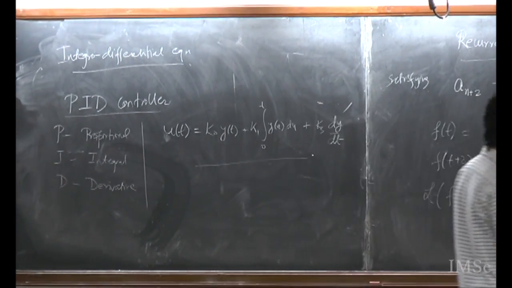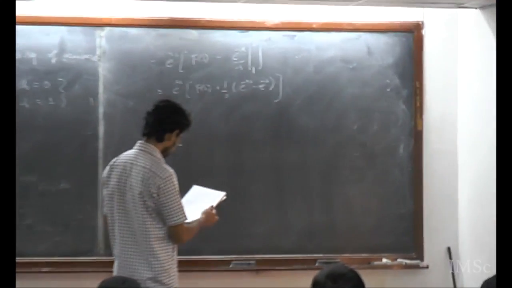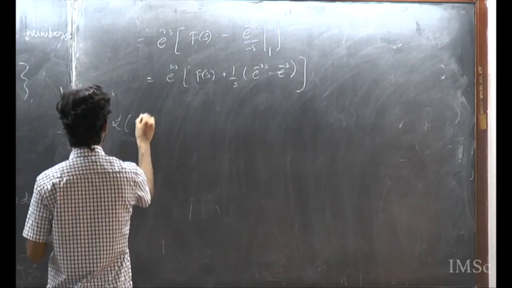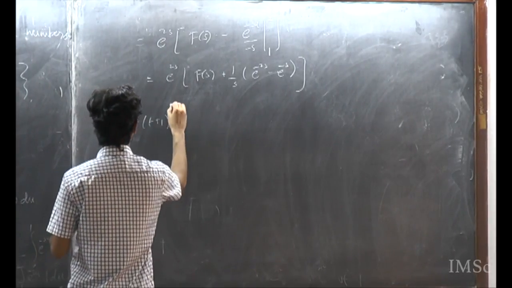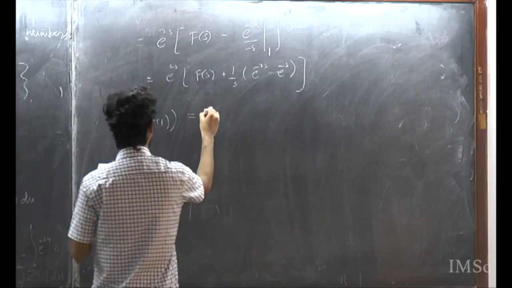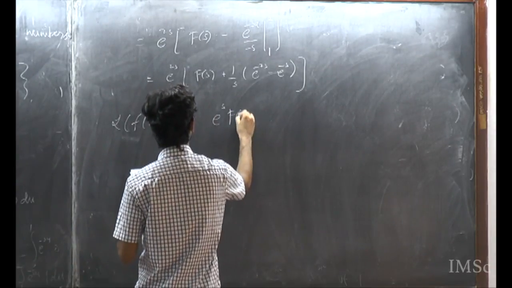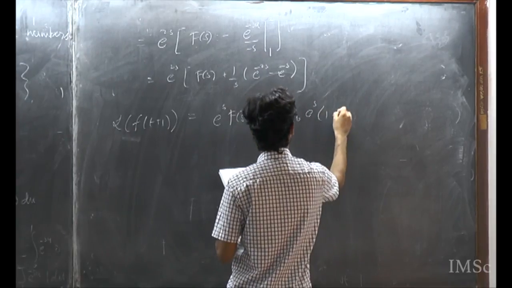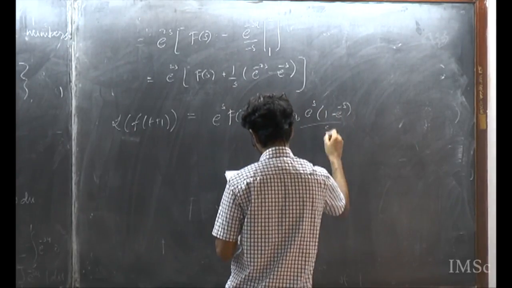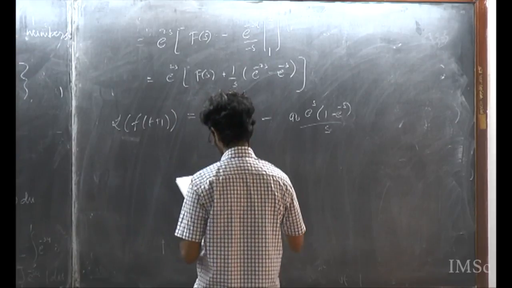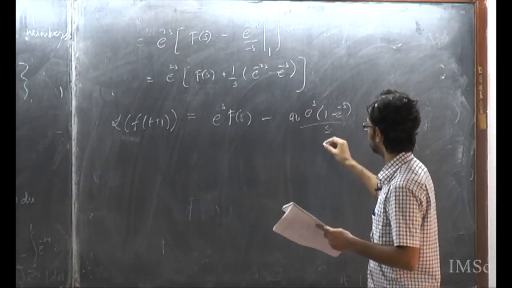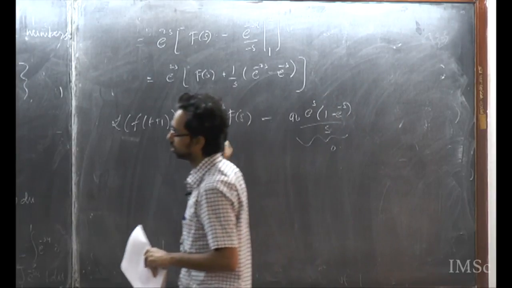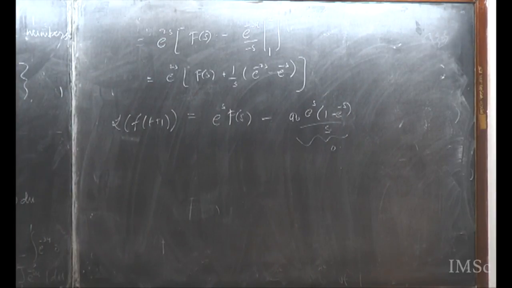Similarly, you can write the Laplace transform of f(t+1), and this is just e to the s F(s) minus a0 e to the s times (1 minus e to the minus s) over s. But a0 is 0, so this is just 0. Please check that this is true.